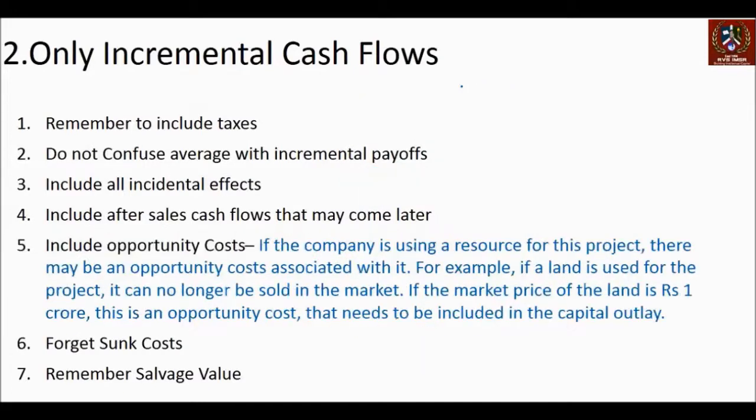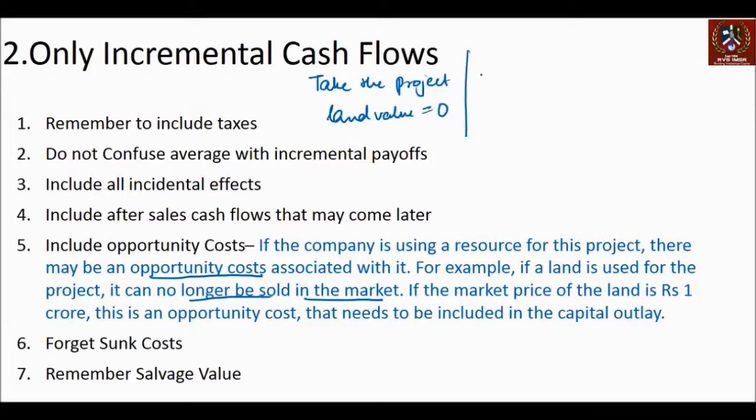Then we move on to including opportunity costs. Now, if you're using a resource for a particular project, there may be opportunity costs associated with it. So for example, if you use a land for the project, the land can no longer be sold in the market. So if you take the project, the land value is zero. But if you leave the project, right, then land can be sold for, let's say, 1 crore, right?